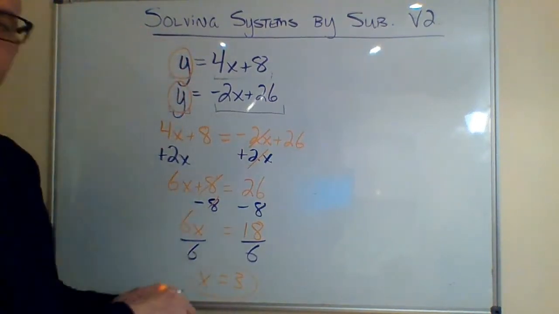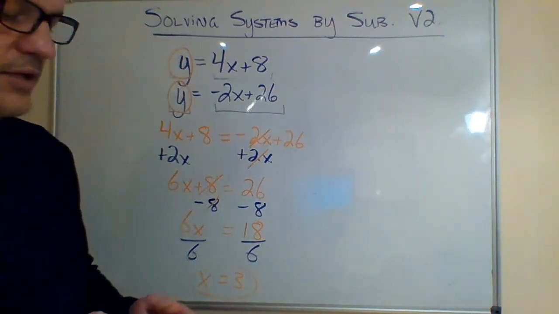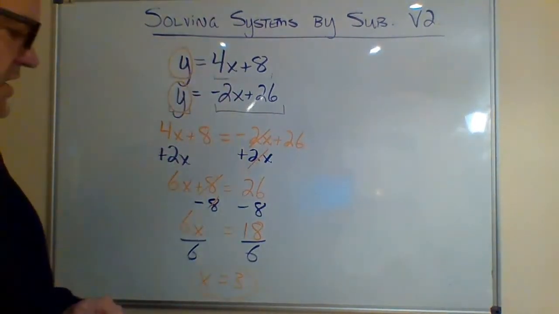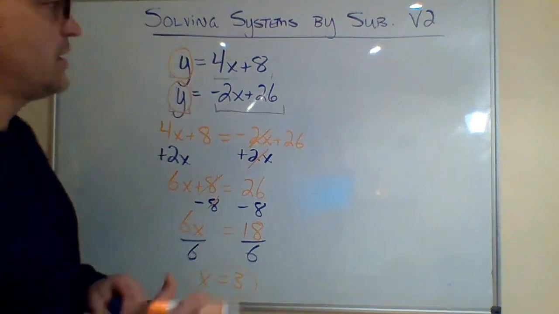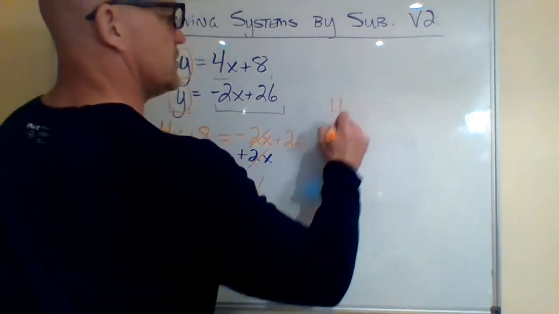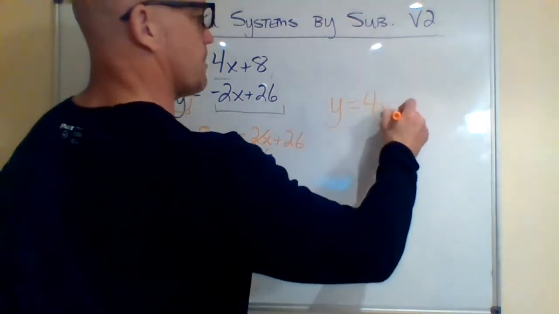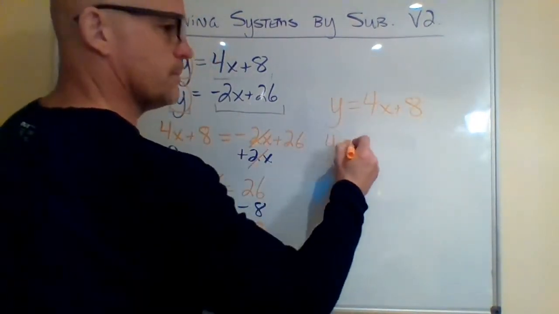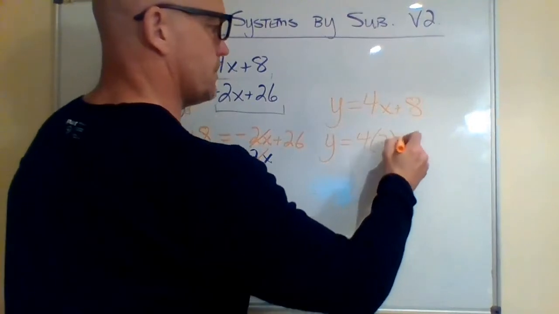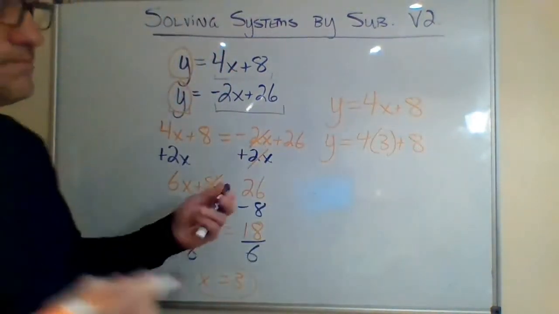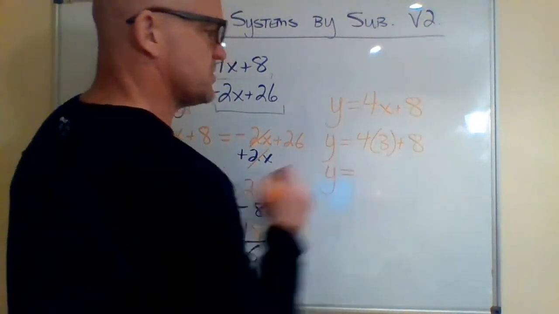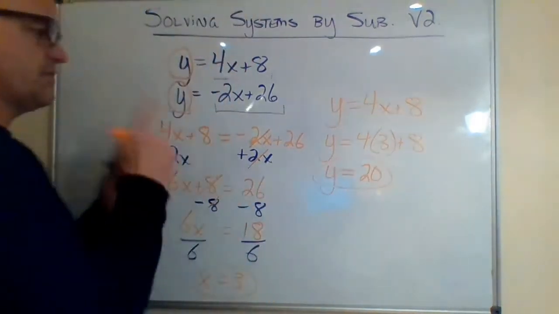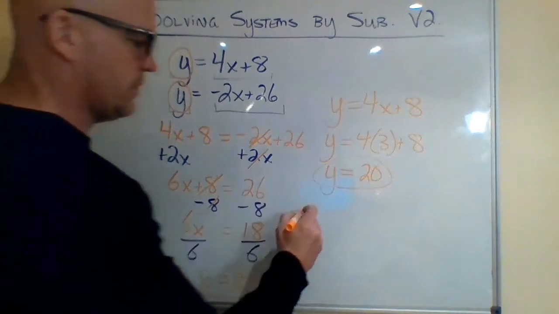So since we have the x value that makes those two true, we now can find the y value by plugging it into one of those. Choose whichever one you think's easier. I have a feeling most of us would probably choose y equals 4x plus 8. So we have y equals 4x plus 8. We're going to go ahead and substitute that 3 in for x, and then we're going to solve. That one's pretty easy. 4 times 3 is 12, and 12 plus 8 is 20. So my point of intersection for those two lines is 3, 20.